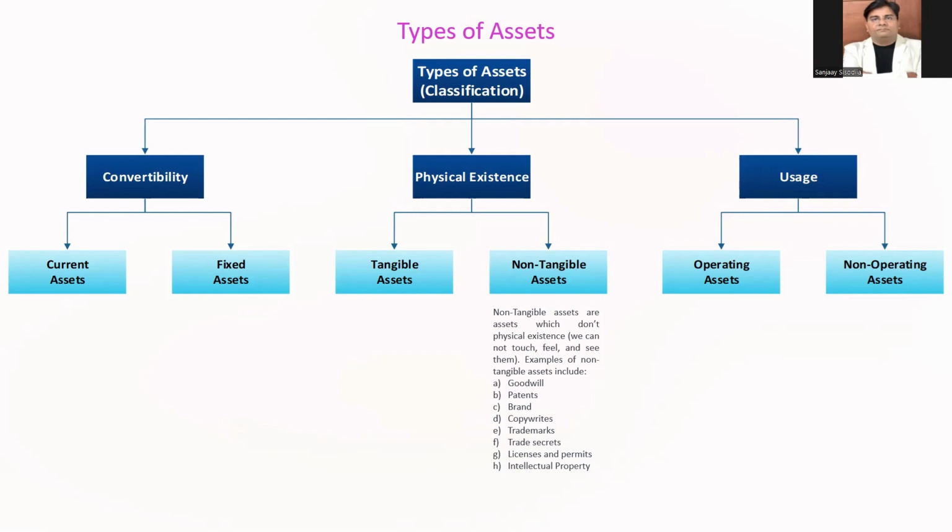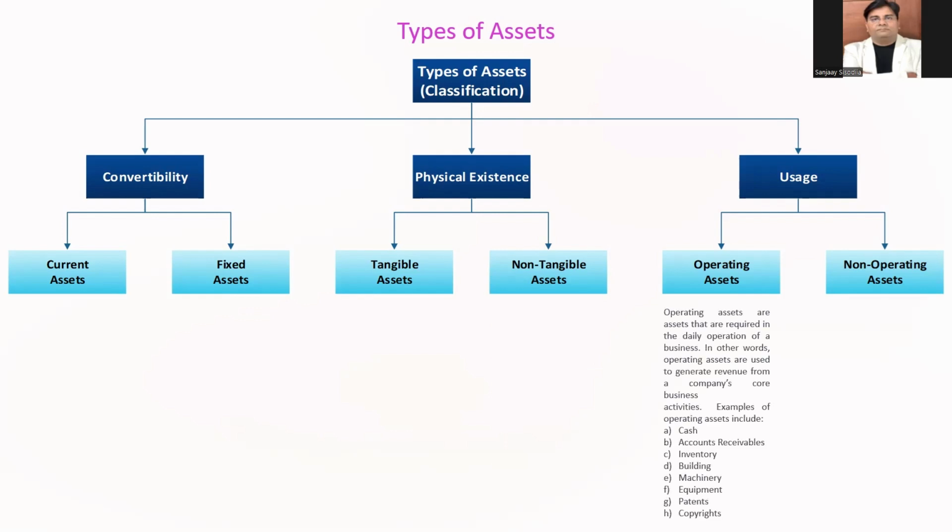So we cannot touch any of these. Any of these things don't have a physical existence. We cannot feel them. We cannot see them, but they add value, or they enable the business to earn revenue or earn profit. They add to the capacity of the business to earn revenue. So that's why these are also considered as assets.